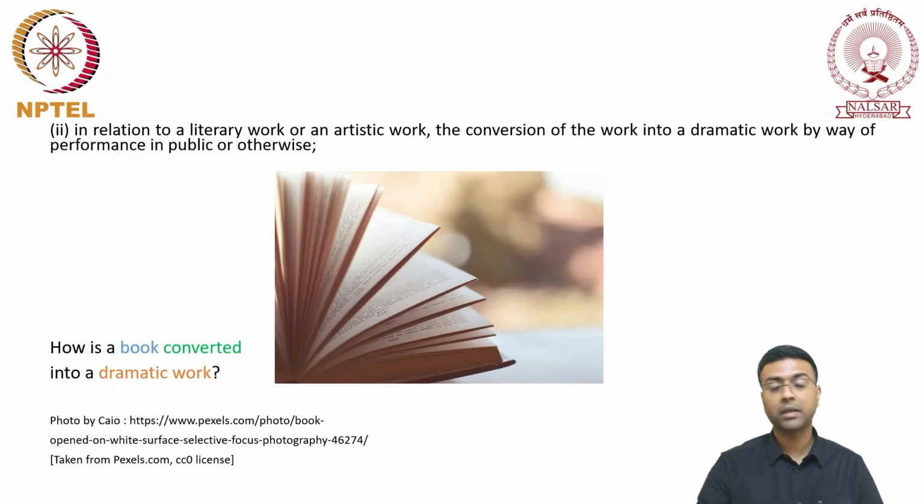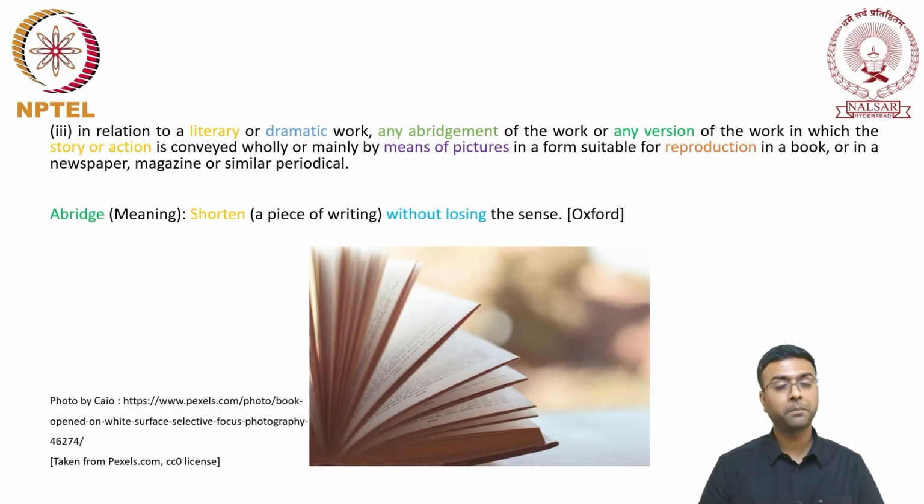in public or otherwise. Let us look at the third part to section 2 clause A, which defines adaptation. It says, in relation to a literary or dramatic work, any abridgment of the work or any version of the work in which the story or action is conveyed wholly or mainly by means of pictures in a form suitable for reproduction in a book or in a newspaper, magazine, or similar periodical. Let us first look at the portion focusing on abridgment.